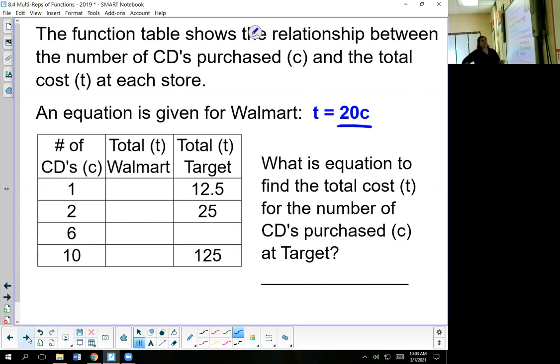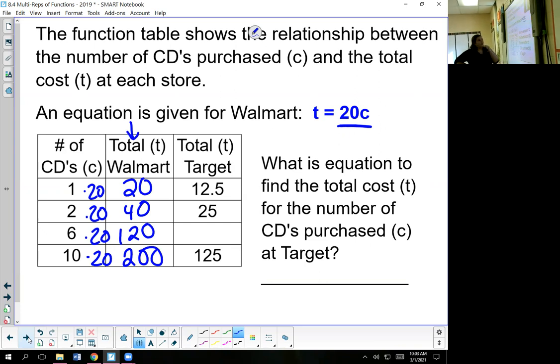So I'm telling you that $20 times C. So each CD is $20. So times 20, times 20, times 20, times 20. So this is 20, 40, 120, 200. Okay? So again, I'm using the rule for Walmart, but this is only for Walmart. Okay, however, they don't tell me the information for Target. So I want to figure out what the equation is for Target.